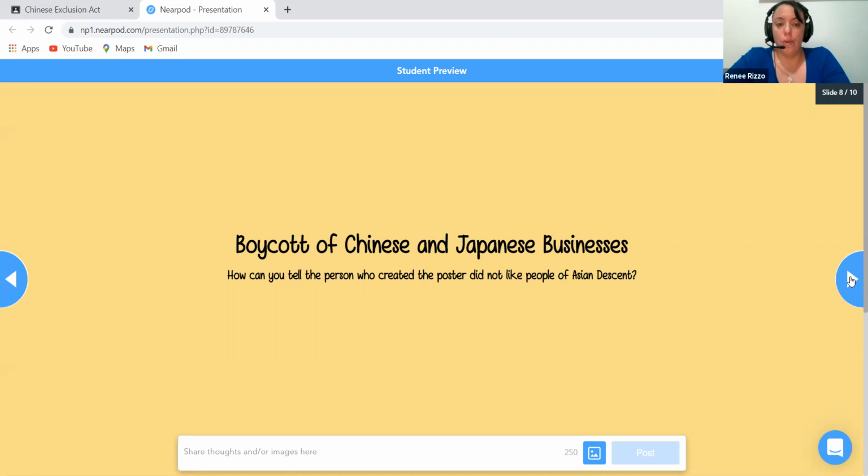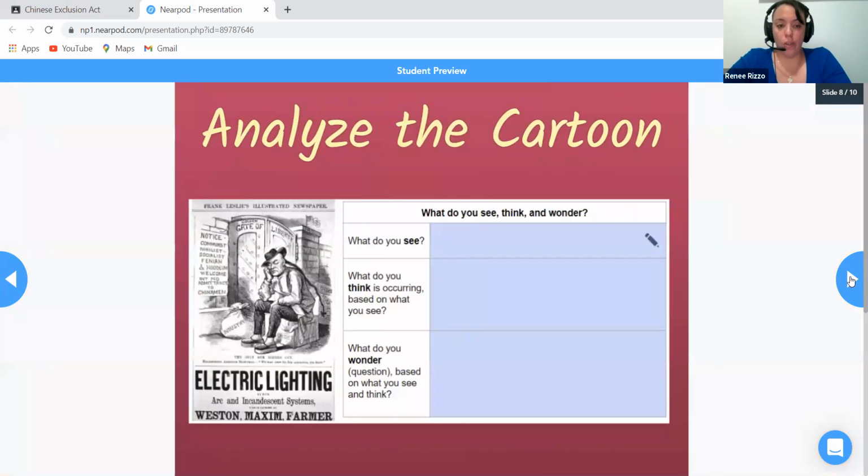So, analyze the cartoon. What do you see, think, and wonder? This is a tool taken from the lesson itself, but I see it as a valuable tool to use no matter what the content is, especially for our students in alternate assessment settings, because we want them to be able to really empathize with the feelings of another person in a text.